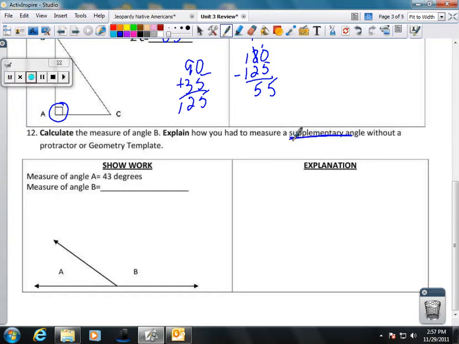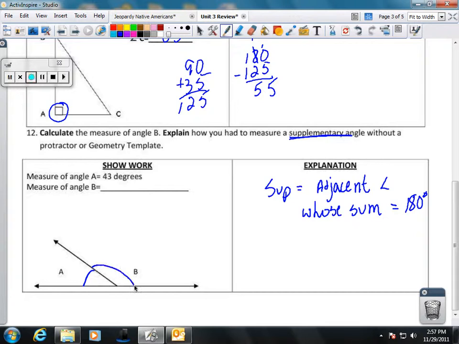Well, I'm going to go ahead and explain supplementary first. Supplementary angles are adjacent angles whose sum is equal to 180 degrees. So if I know that these 2 angles are adjacent to each other, this angle is adjacent to this angle, their sum is going to be 180 degrees. Angle A is 43. I just wrote 45.